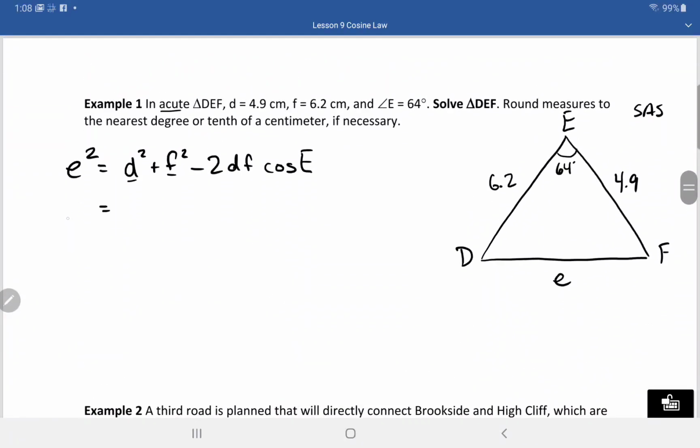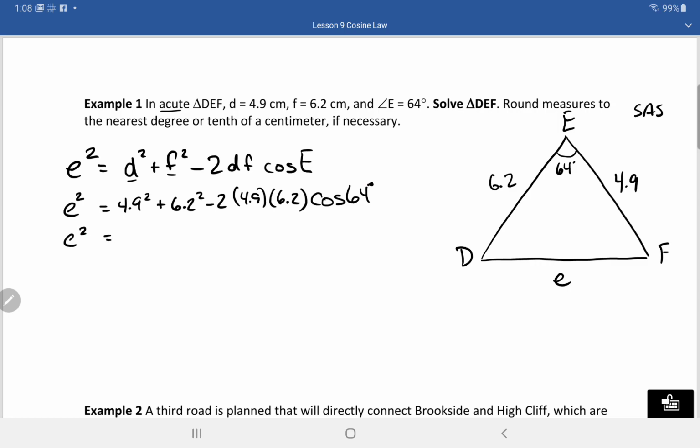All right. So let's fill it in. Lowercase d is 4.9 squared. Lowercase f is 6.2 squared. Minus 2 times those same two numbers, 4.9 and 6.2. They're not squared in this part of the formula, just in the first part of the formula. And we're going to times that by the cos of the angle, which is 64 degrees.